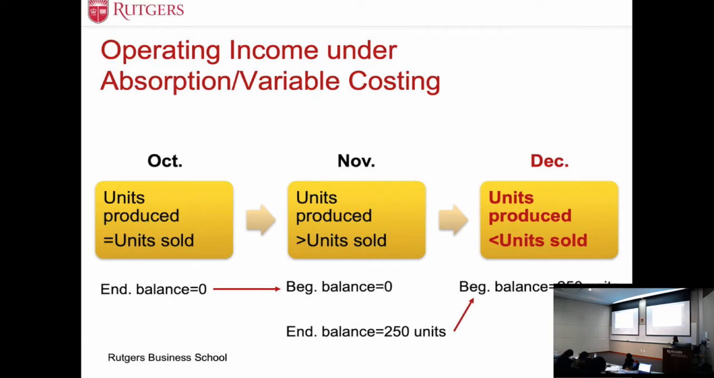So let's look at the third situation where the units produced are smaller than the units sold. As we know, in November we have 250 units left as the ending balance. The ending balance of November will be carried over to December as the beginning balance. So now in December we have some beginning balance. That's just the background.